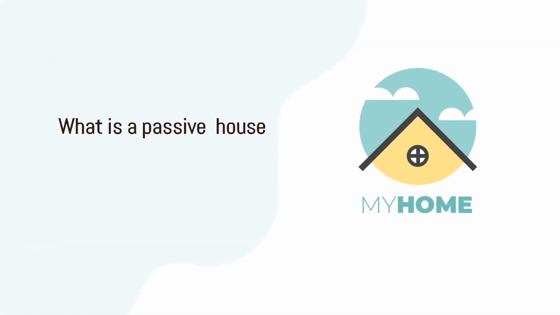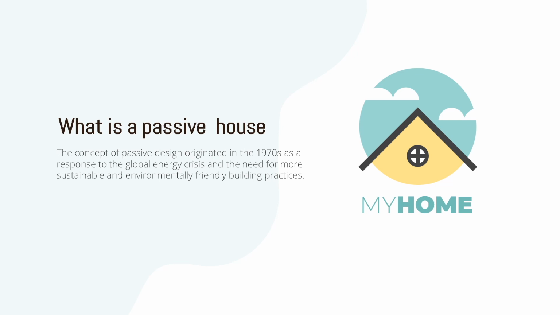What is a passive house? Passive design house refers to a type of building design that emphasizes energy efficiency and comfort by utilizing the natural resources available in the surrounding environment.